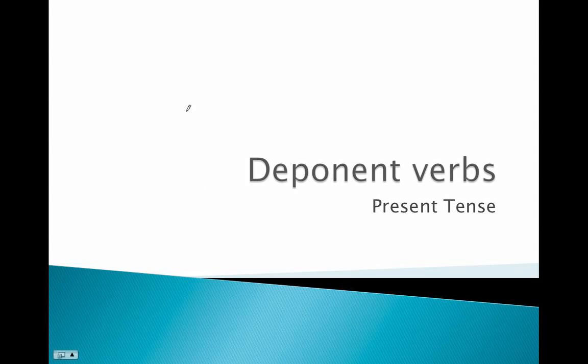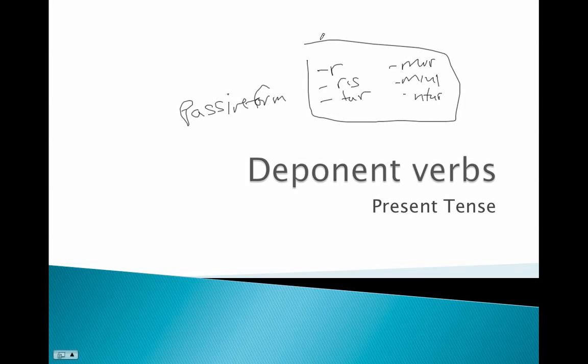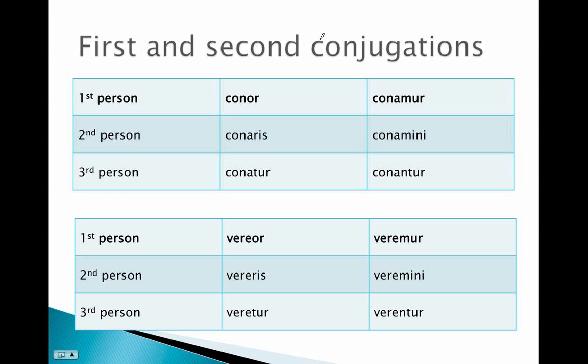So remember, a deponent verb is passive in form. So we're only going to use the passive endings: or, aris, atur, amur, amini, and antur. Right, so keep that in mind. These are the only endings you'll find. So let's take a look first at the first and second conjugations.